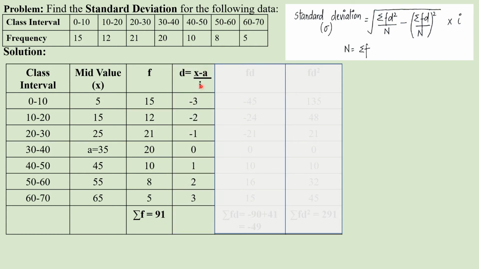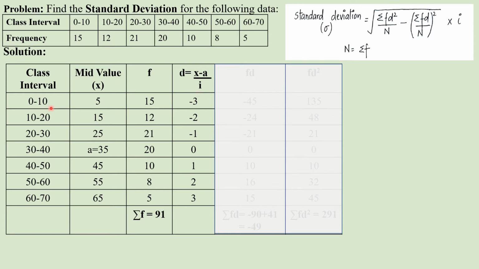Now find out d, which is x minus a upon i. Here a is any value from the mid value or x, but I have selected 35 as a. You can select any value from x as a, and i is the difference of upper limit and lower limit of the class interval. So in this question i is 10 minus 0 is 10. So the value of i is 10.